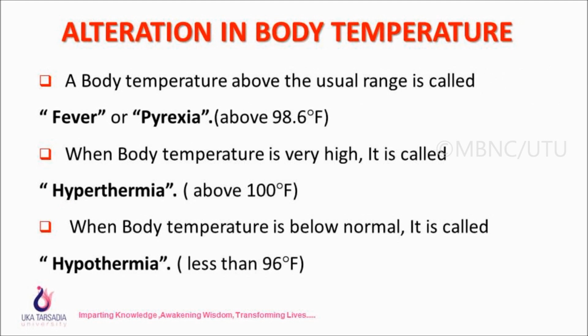Alteration in body temperature. A body temperature above the usual range is called fever or pyrexia, above 98.6 degrees Fahrenheit. When body temperature is very high, it is called hyperthermia, above 100 degrees Fahrenheit. When body temperature is below normal, it is called hypothermia, less than 96 degrees Fahrenheit.